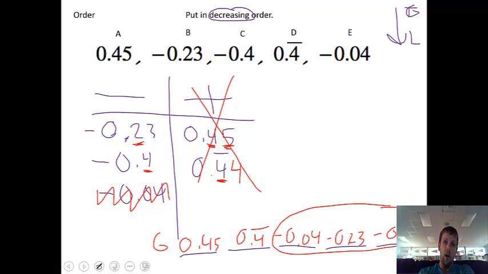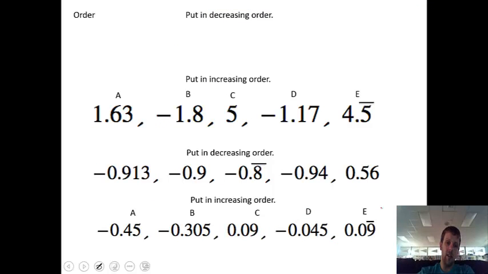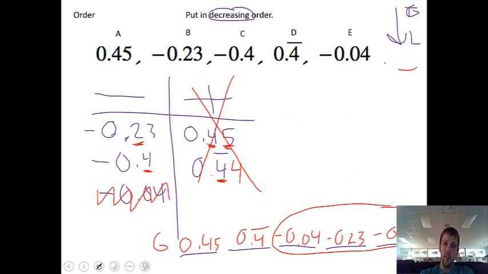Alright? Also, pay attention to what least to greatest means. Alright, so decreasing means to go from top down to the bottom.